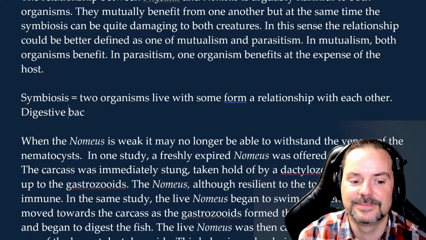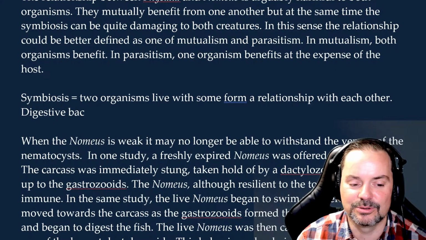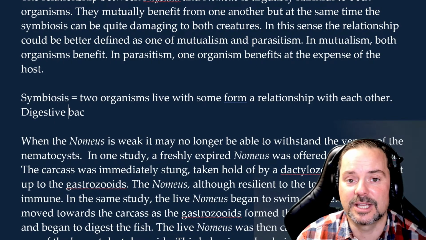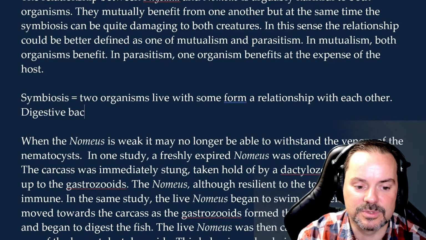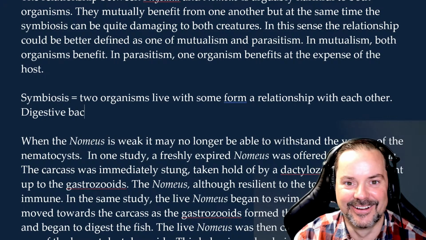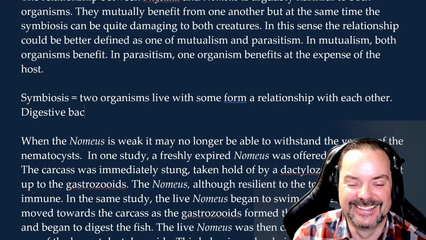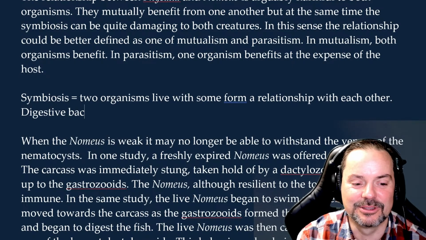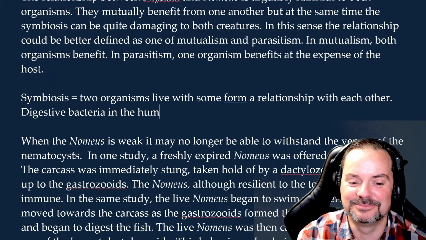Not cells. Cells are part of your body. You're not in a symbiosis with your own cells. That's you. But the bacteria living in your digestive system that help you digest are symbiotic to you. They are their own little organisms and they live inside of you. Did you know that, Anastasia, that you have digestive bacteria that live inside of you? Yes, okay. I did know about that. I want to make sure I'm not going to scare you. Like, oh my God, I have bacteria in me. I figured you knew that. I'm teasing you. So digestive bacteria in the human digestive tract.